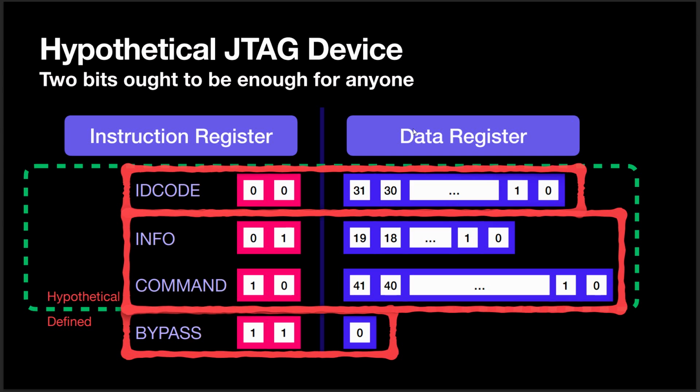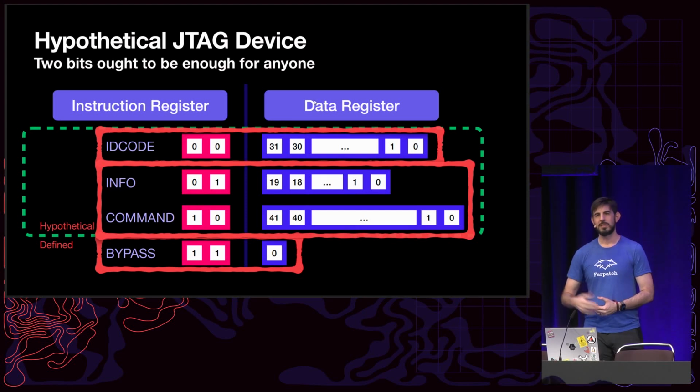Up at the top, we have the ID code, which isn't defined by the JTAG standard as being at a particular address or that you must have it, but it is defined that if it does exist, it's 32 bits, and it's going to contain the JEDEC vendor who made this particular part. So if you can figure out where the ID code register is, you're going to get 32 bits back, and that'll tell you what you're talking to.